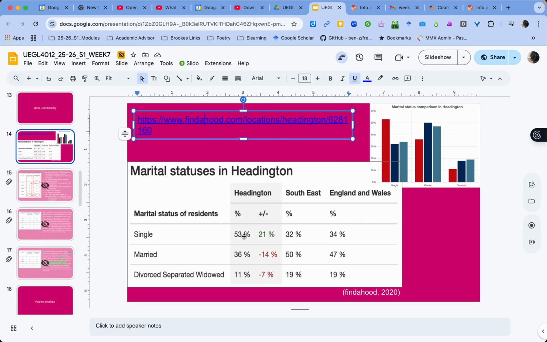So, when it comes to single, about half are single, and then they can speculate as to why the figures are so much higher in Headington than they are in the rest of the country. And of course, the reason is likely to be that there are so many students living in Headington. And what kind of implication is there as a result of that?